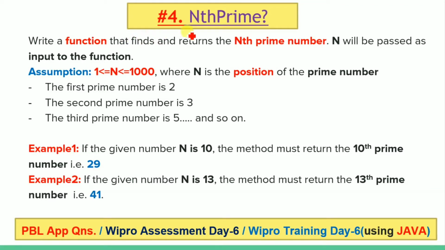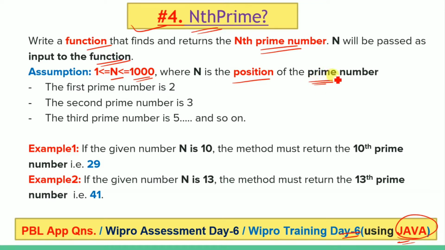Hello everyone, today we are going to discuss the fourth question of day 6 using Java. So, the question is to find the nth prime. Here we have to write a function that will find and return the nth prime number, and it is given that n will be passed as input to the function. The assumption for this question is that 1 is less than or equal to n, which is less than or equal to 1000, where n is the position of the prime number.